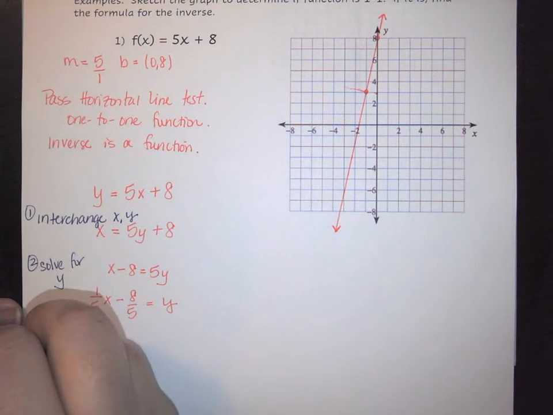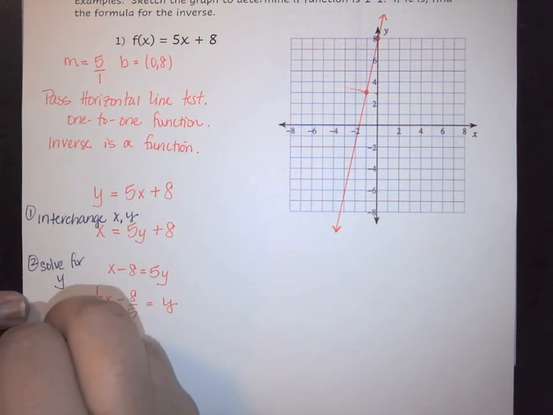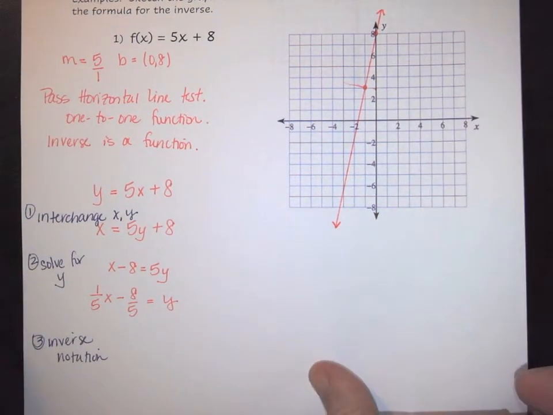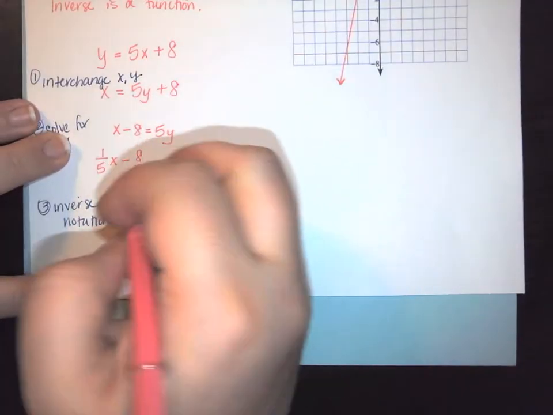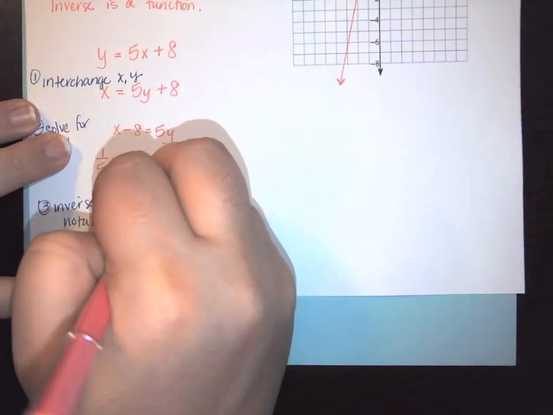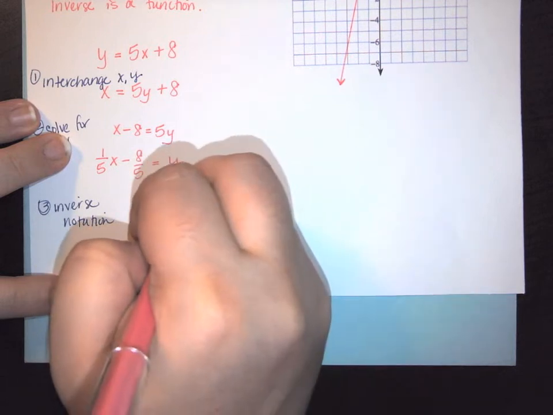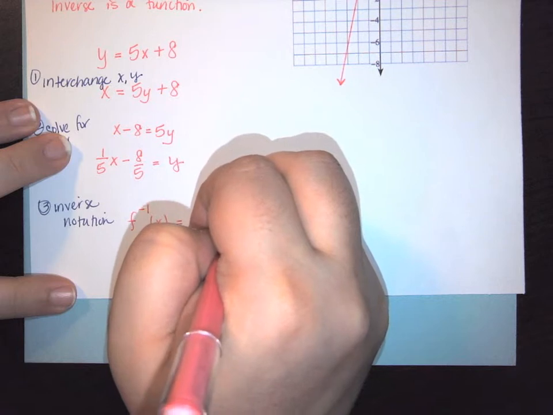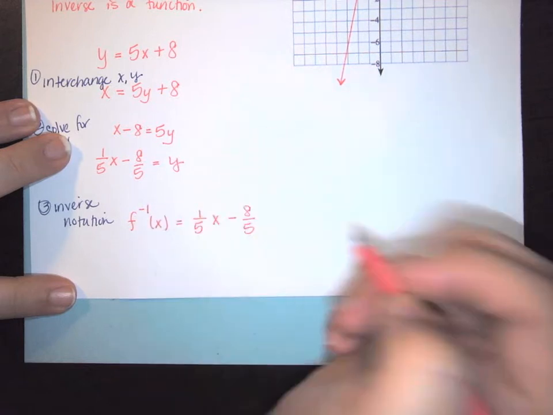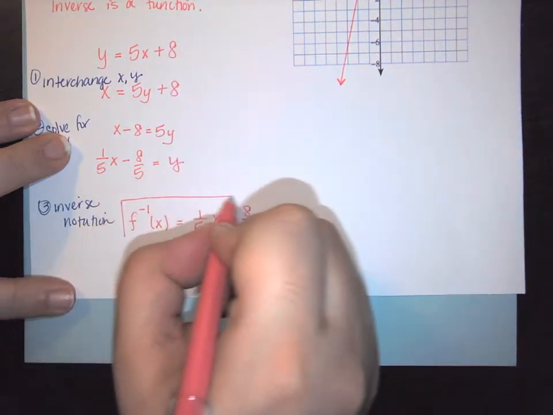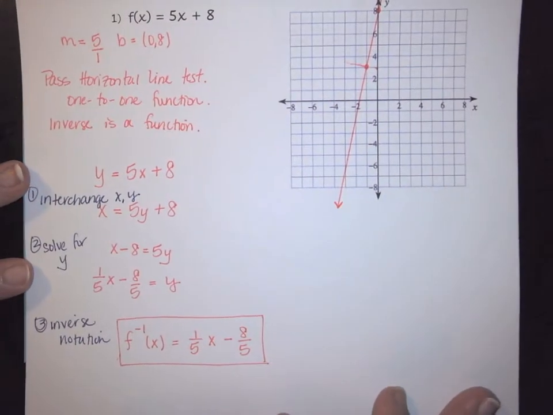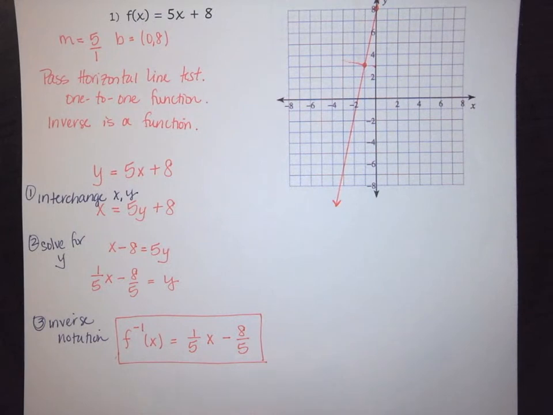And then the last thing you need to do is you need to use inverse notation. So inverse notation just simply means your y has to be rewritten. So here you would have my function inverse is going to be 1/5 x minus 8/5. And this is what we were looking for. Okay? So in this instance, that's all that you would have to do in order to satisfy this problem.